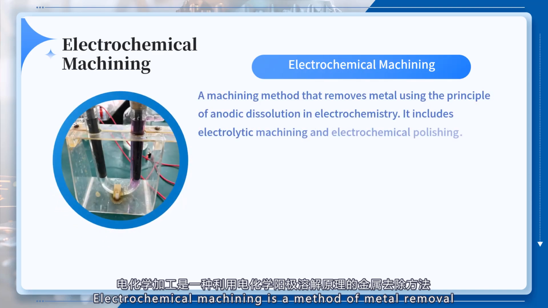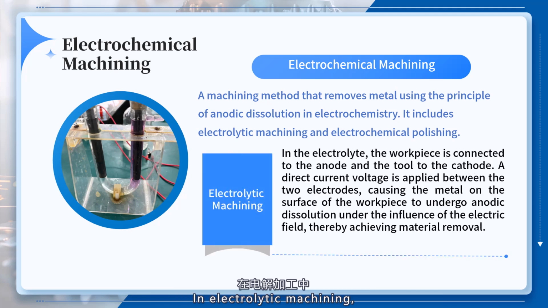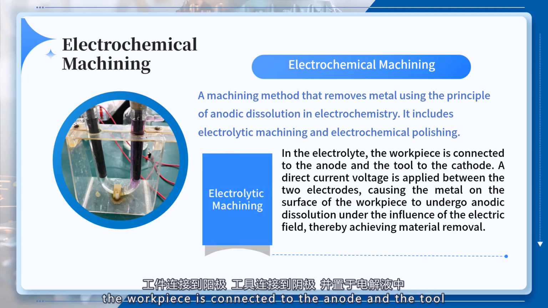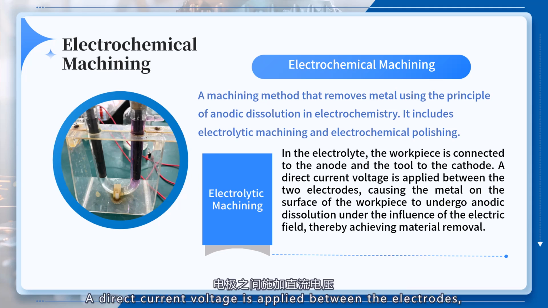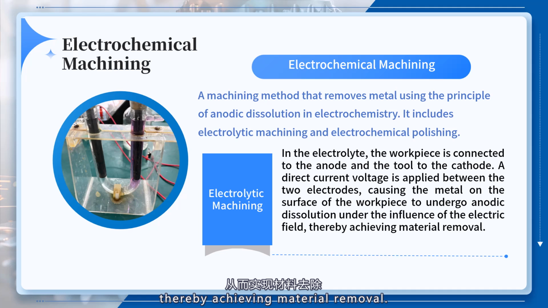Electrochemical machining is a method of metal removal that utilizes the principle of electrochemical anodic dissolution. It includes processes such as electrolytic machining and electrochemical polishing. In electrolytic machining, the workpiece is connected to the anode and the tool to the cathode within an electrolyte solution. A direct current voltage is applied between the electrodes, causing the metal on the surface of the workpiece to undergo anodic dissolution under the influence of the electric field, thereby achieving material removal.